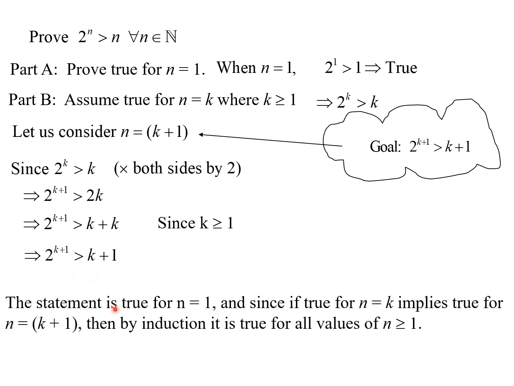Okay, so in this case, the statement is true for n equals 1, n equals k, and n equals k plus 1. Then through induction, it is true for all positive integers of n, or for all values of n being larger or equal to 1.